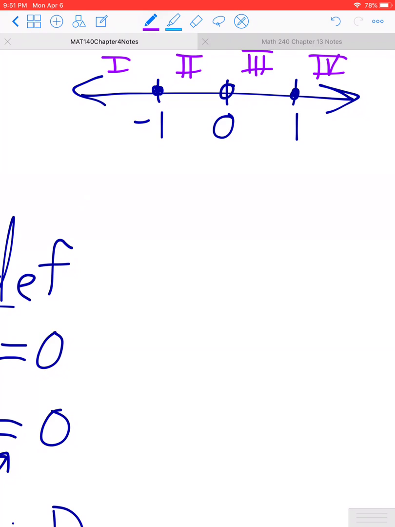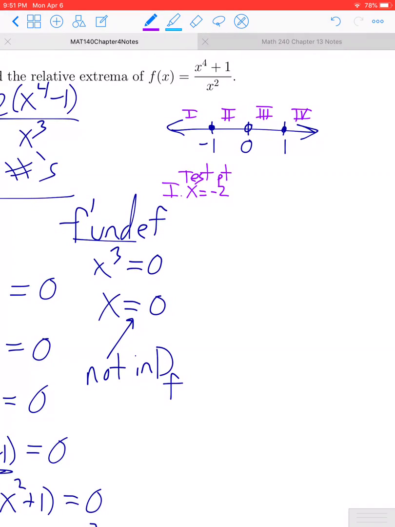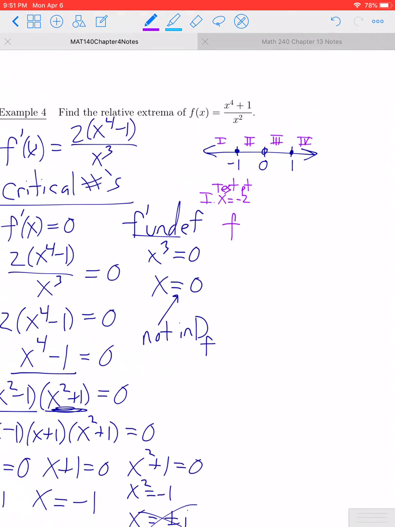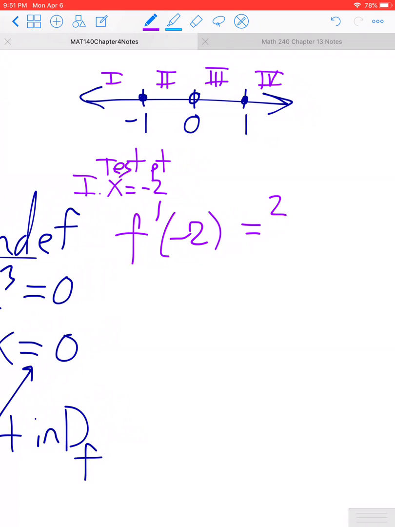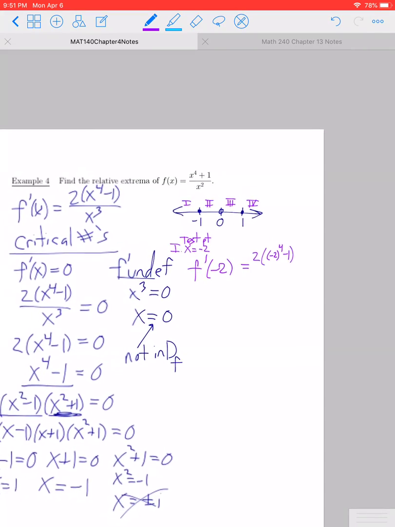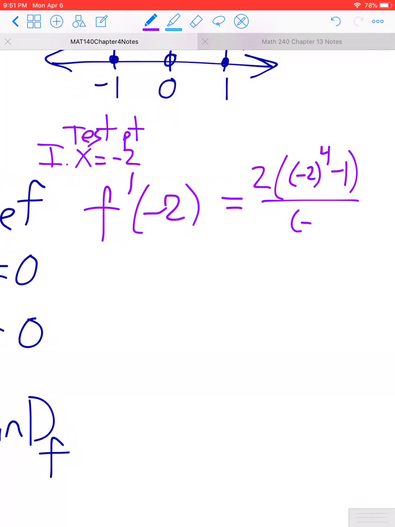And we're now going to go ahead and do the sign chart for these. In region 1, a good test point might be, let's say, x equals -2. We're going to take that value and plug it into the derivative. F prime of -2 would be equal to 2 times (-2)^4 minus 1, all divided by (-2)^3.